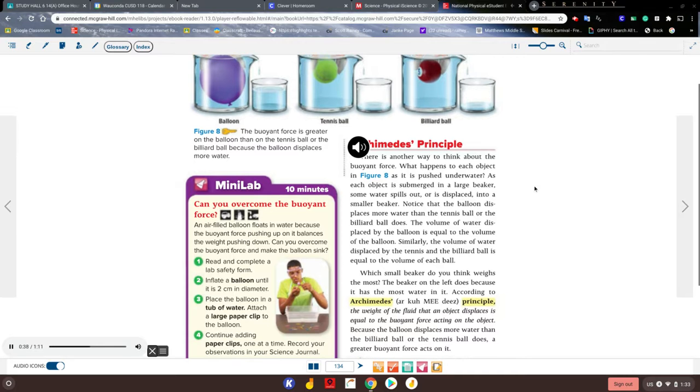Which small beaker do you think weighs the most? The beaker on the left does, because it has the most water in it. According to Archimedes' principle, the weight of the fluid that an object displaces is equal to the buoyant force acting on the object. Because the balloon displaces more water than the billiard ball or the tennis ball does, a greater buoyant force acts on it.